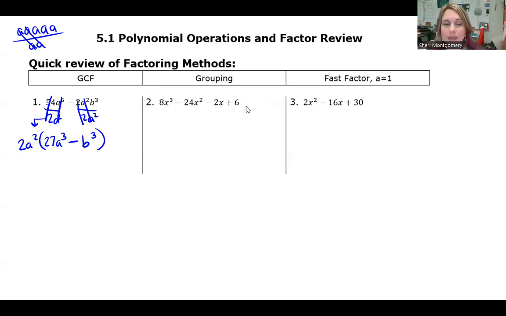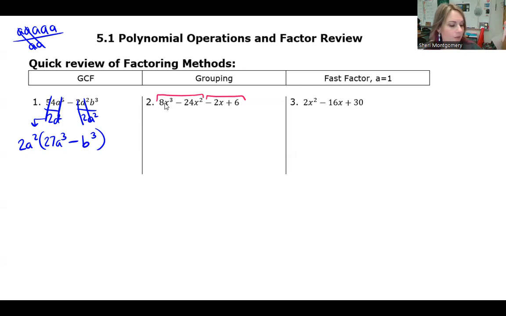Factor by grouping. When you factor by grouping, hopefully this starts to jog your memory. You group. So we've got this pair and this pair of terms, and we look at each group. I probably should have written those on top. And we're going to individually pull out the GCF.